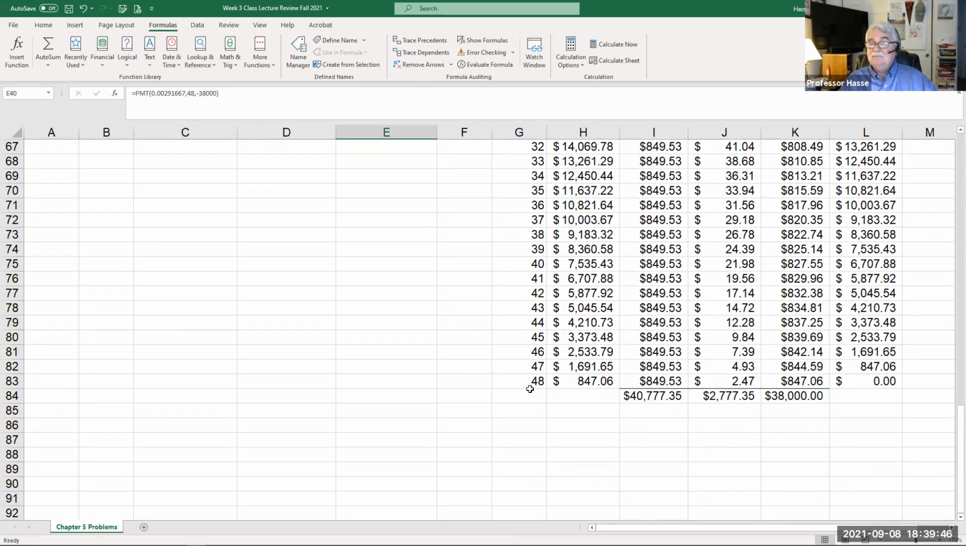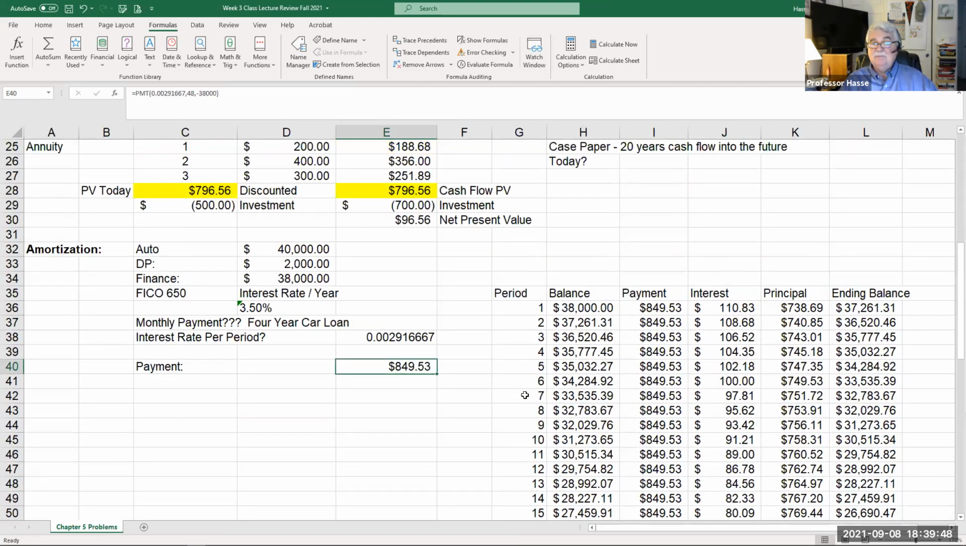48 payments. And each payment I'm going to pay $849.53, calculated here. And notice what happens. My first payment is on the loan of $38,000. So I take the interest rate on that $38,000, which is 38,000 times 0.002916667. I get $110.83. That's the interest portion of that loan balance at the end of the first payment.